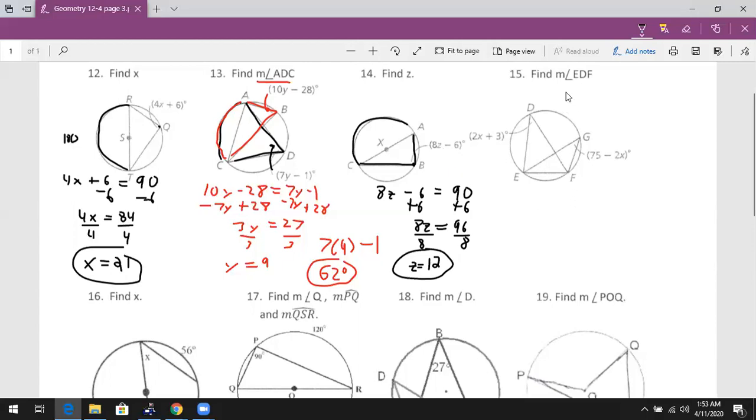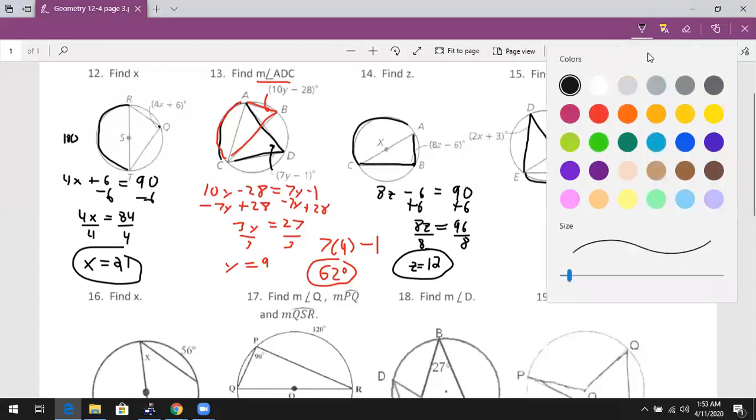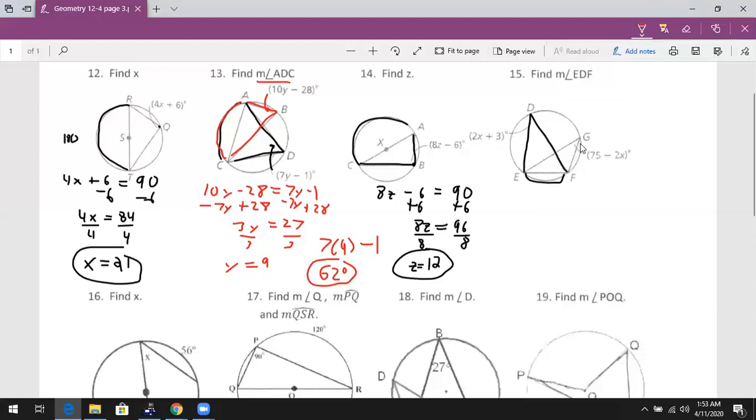And finally, 15. Well, finally for this video, find measure of angle EDF. And EDF has been marked as 2x plus 3. It intercepts arc EF. But the other information on this picture is that EGF, which has been marked 75 minus 2x, also intercepts arc EF. So two angles that intercept the same arc have to be the same.